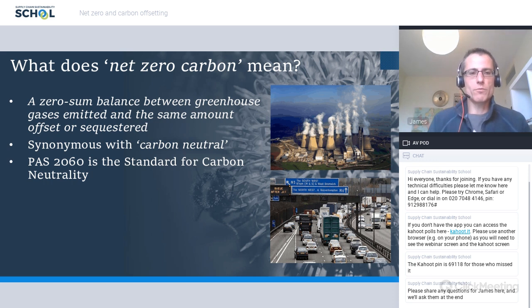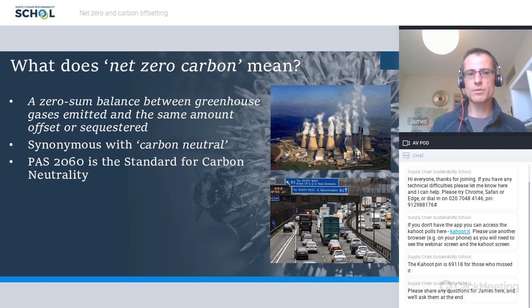If you manage to emit no carbon whatsoever, you're at zero as well, but most organizations will be emitting carbon in some shape or form somewhere. It's synonymous with the term carbon neutral. Some people will say that they're slightly different. There's not a perfect consensus on this, but to all intents and purposes, it is synonymous with carbon neutral.